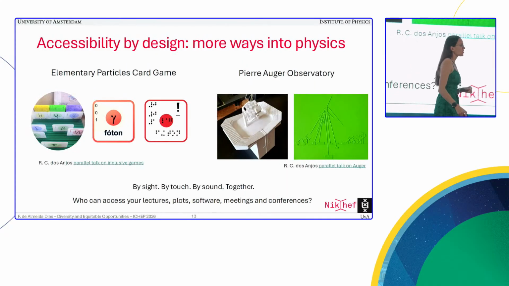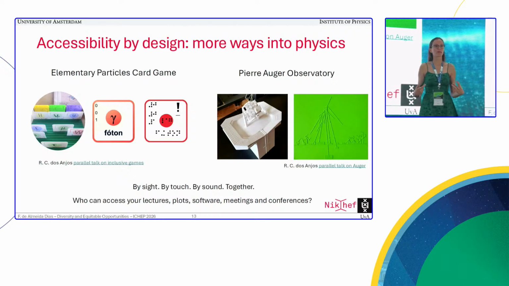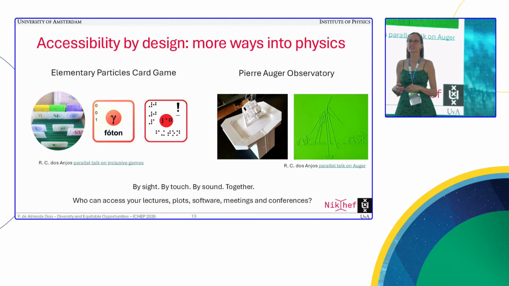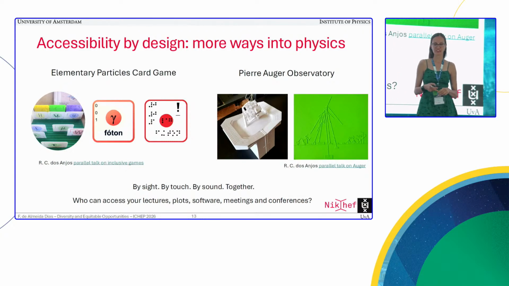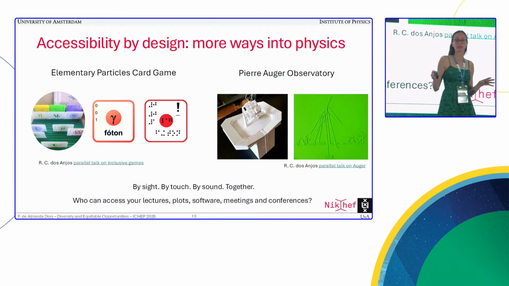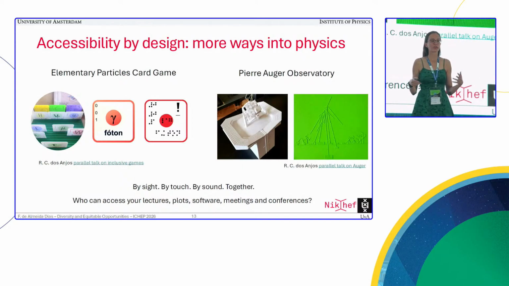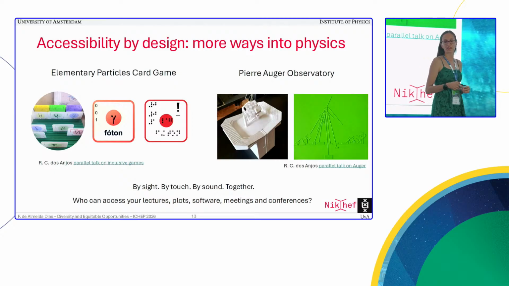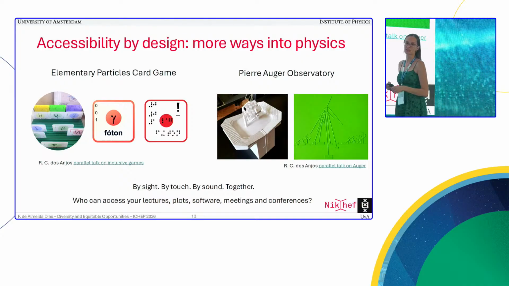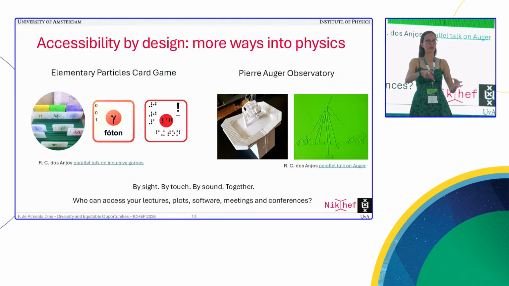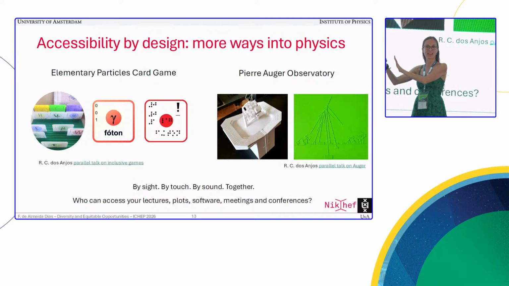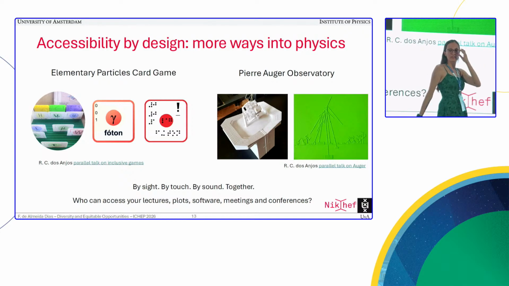Another thing is, it's not just about wanting people to come into a field. We want our field to be accessible by design. So these are some of the highlights from our parallel sessions. We had Professora Rita de Cássia dos Anjos showing us two things that she's involved with in order to improve accessibility for people who are visually impaired. One of them is this elementary particle card game, and the other one is the tactile Pierre Auger Observatory, both the detectors themselves, so when you go to the visitor centers, and also those plates where people with visual impairment can go and they can see these event displays of Pierre Auger.